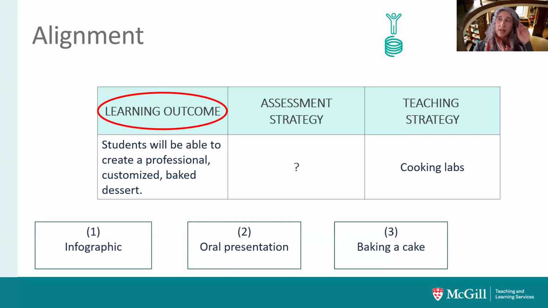Here I'd like to show a little example of what this might look like. We've purposely chosen an example that is not academic, so we don't get into the weeds of anything to do with discipline. We're going to imagine for a moment that we're in a baking course, and the learning outcome that is being presented to students would be that by the end of this course, students should be able to create a professional, customized baked dessert. So that's the outcome. That's where we want them to land at the end of the course.